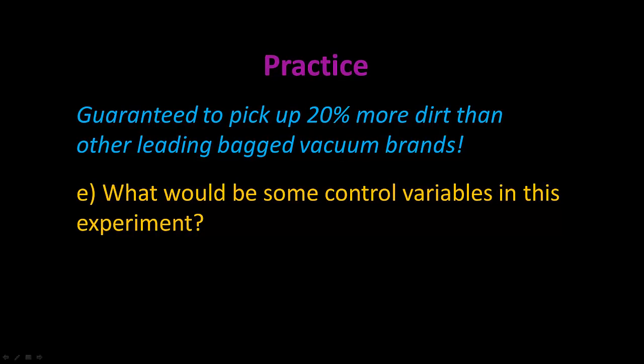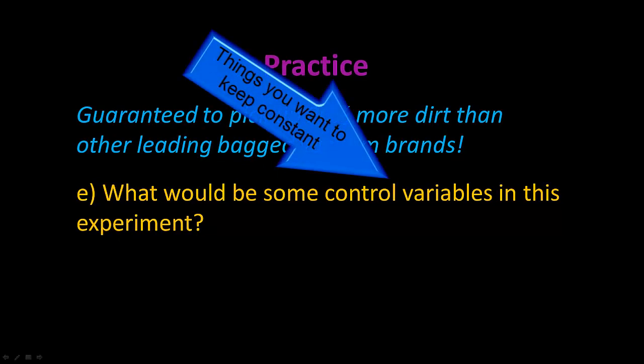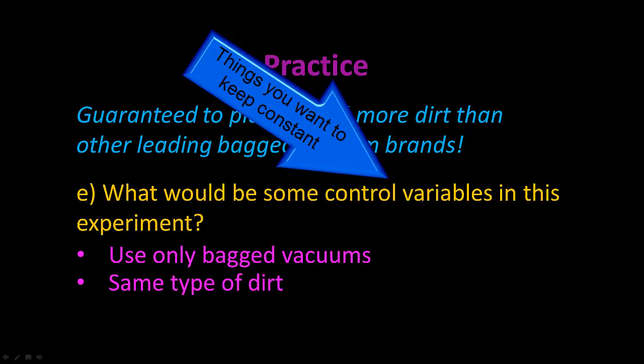What could be some control variables, or the variables that you want to keep constant because you don't want it to affect the amount of dirt that each vacuum picks up? Well, using only bagged vacuums, there are some vacuum cleaners out there like the Dyson that doesn't have a bag. So it would be more difficult to get the dirt or measure the dirt in an unbagged vacuum cleaner. The same type of dirt, you don't want to put some fine sand on one vacuum and then some heavy clay dirt in another type of vacuum. You want all the dirt to be the same.